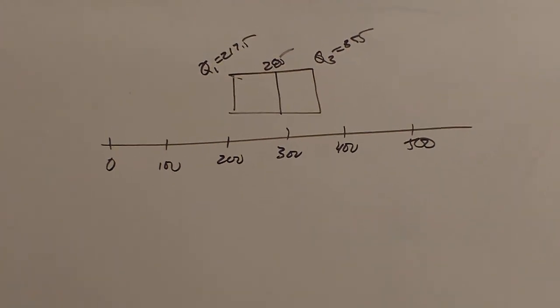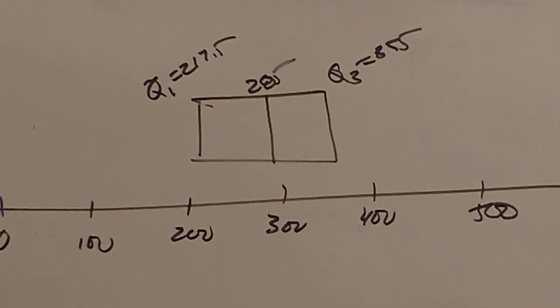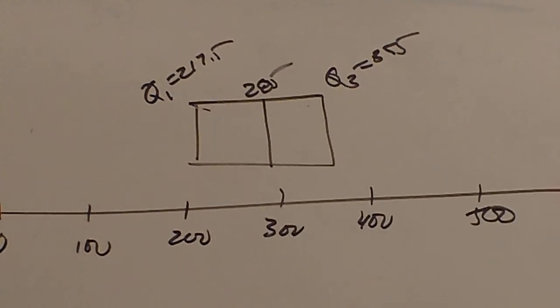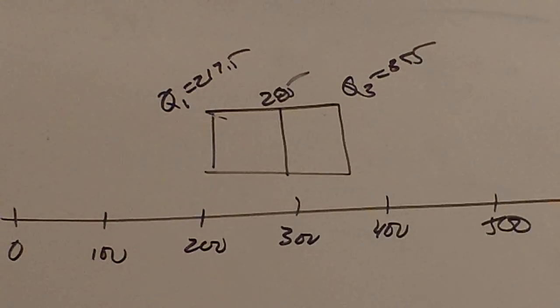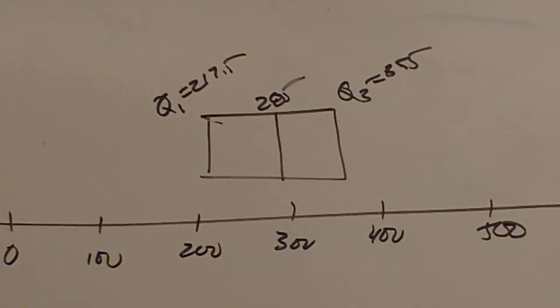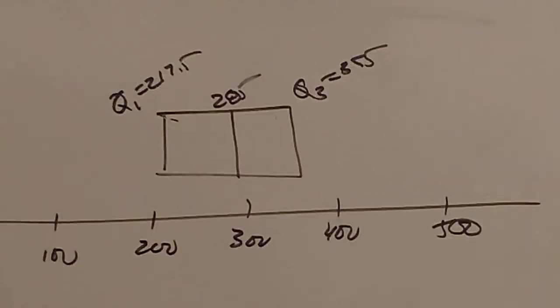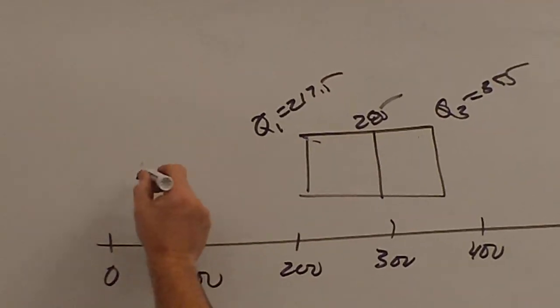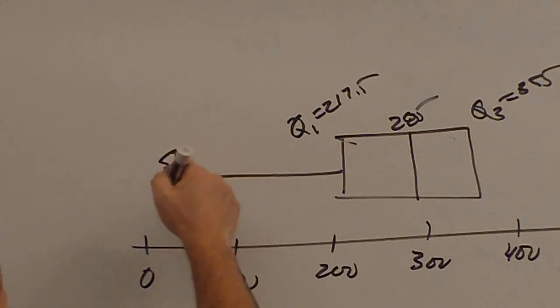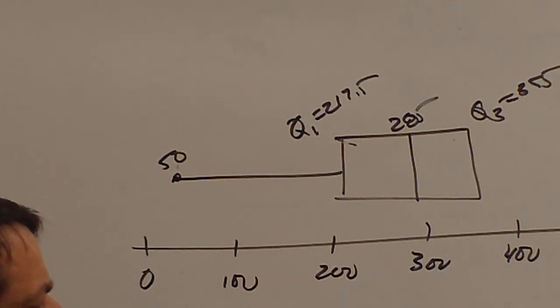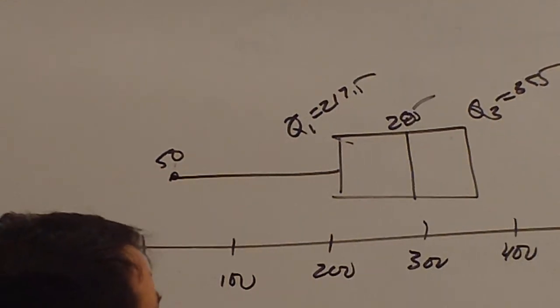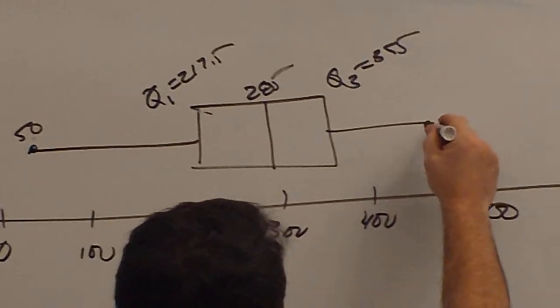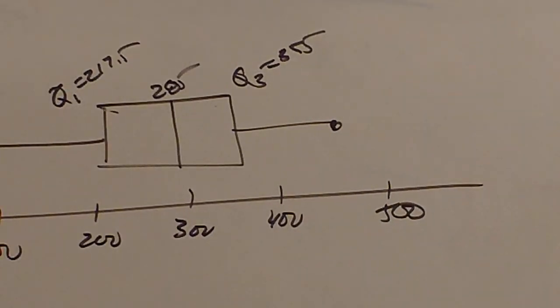The left side of the box is Q1. The right side of the box is Q3. The median is the line wherever it hits on the box. Then we have to show our minimum point. Our minimum point is at 50. You can label that or not label it. It doesn't matter. And our maximum point is at 450. So there's our box and whisker plot.